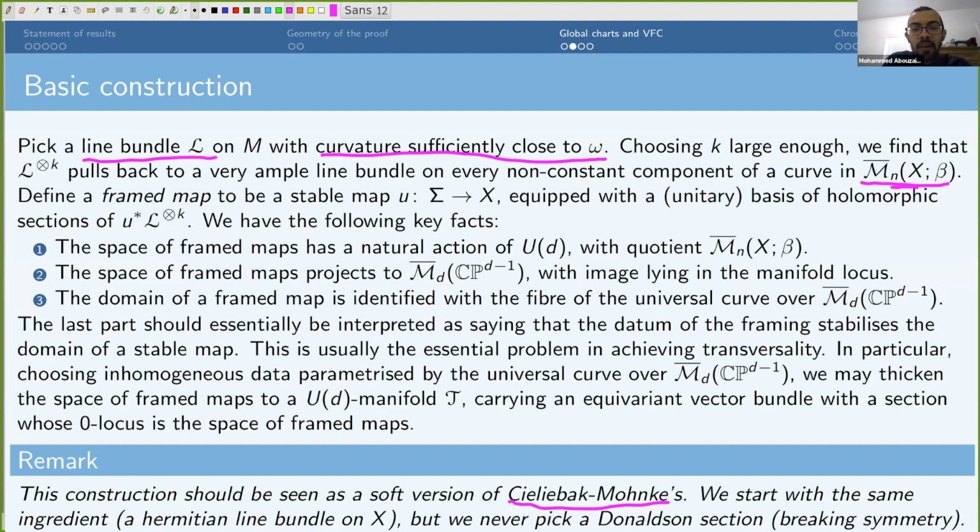Okay, so now when we pick K to be large enough, the pullback of this line bundle is going to be a very ample line bundle on the underlying Riemann surface. And so we can look at the space of holomorphic sections. I mean, we can always look at the space of holomorphic sections, whether it's very ample or not. But the fact that it's very ample on every single one of them tells us that the rank of the space of holomorphic sections is constant and doesn't depend on where we are in the moduli space.